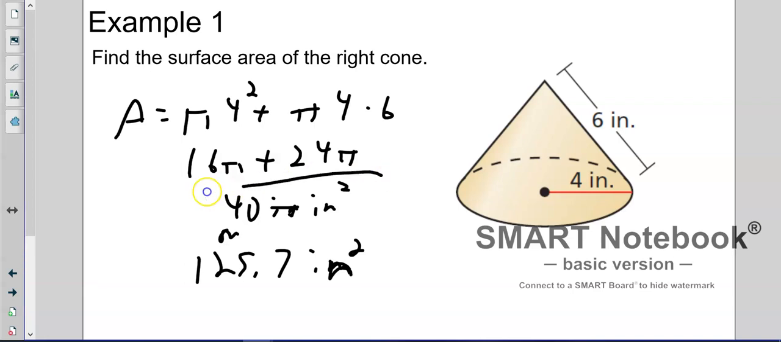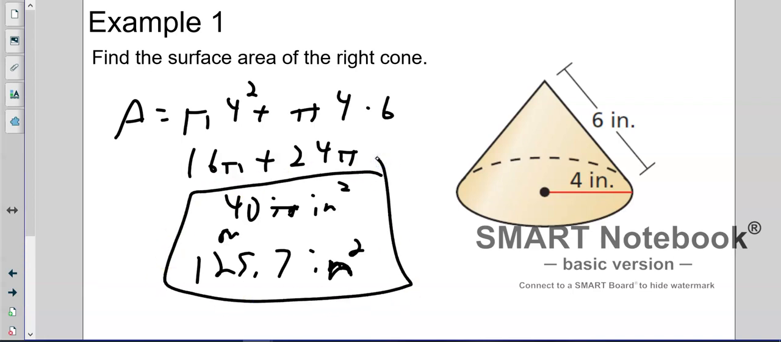Okay? So either one of those answers is appropriate. Sometimes we might ask you for one or the other. You know, this is exact. This is a decimal rounded answer.